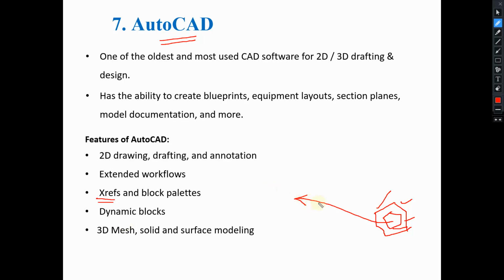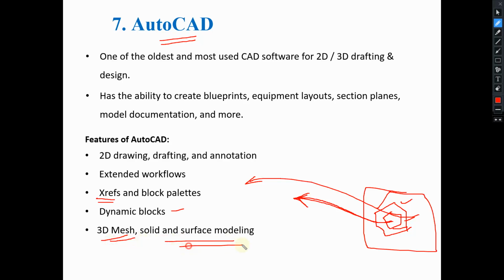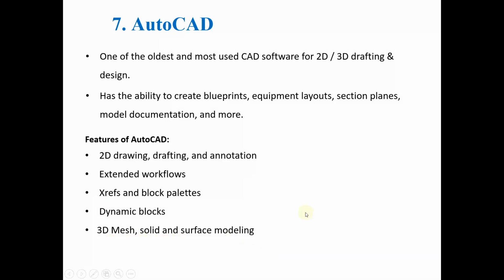External references means you are taking that option from external sources. This is an external file which is already there. So you can use this file or information from this file in your drawing. That is known as external references. Then dynamic blocks, you can also do 3D meshing, surface and solid modeling. All these options are possible using AutoCAD.